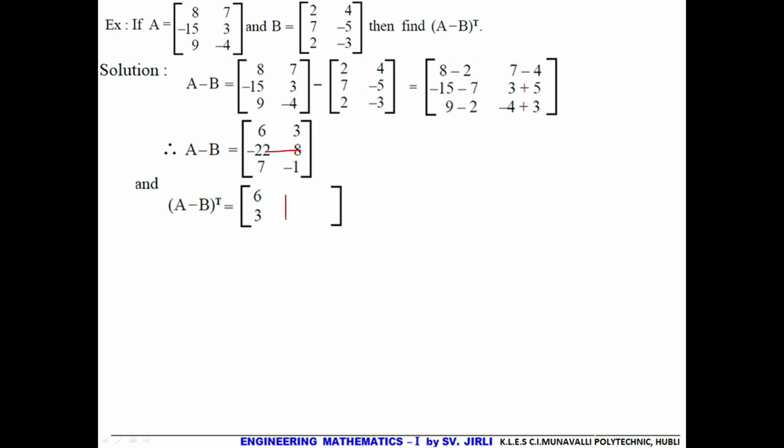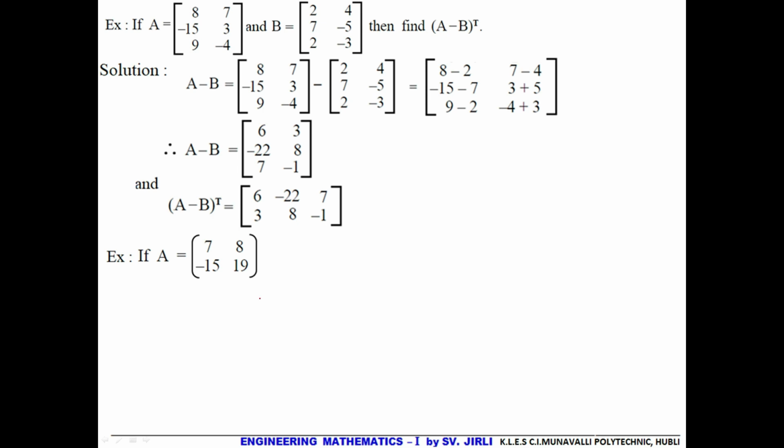Minus 22, 8, second row. Here second column. 7, minus 1 is third row. Write it here, third column, 7, minus 1. This is transpose of A minus B. Hope you copied. Let us try one more example.